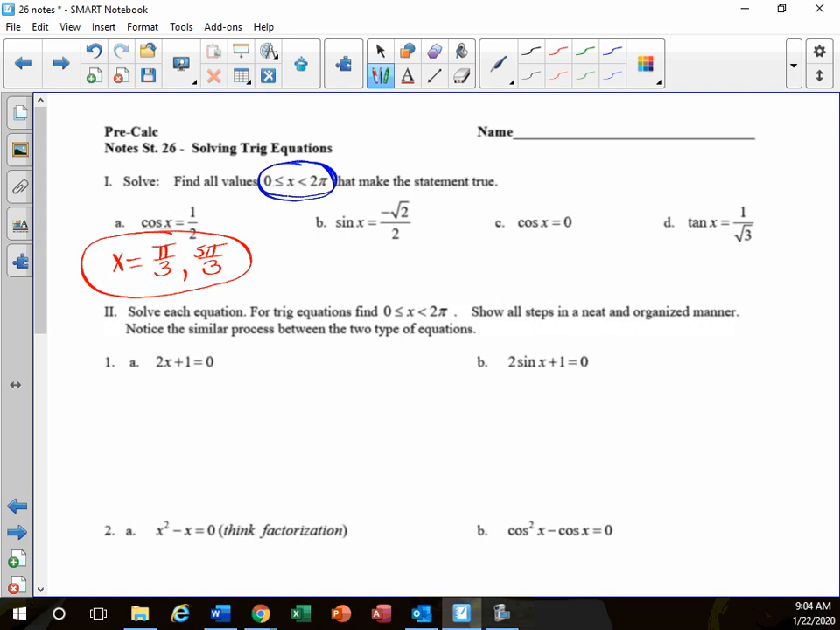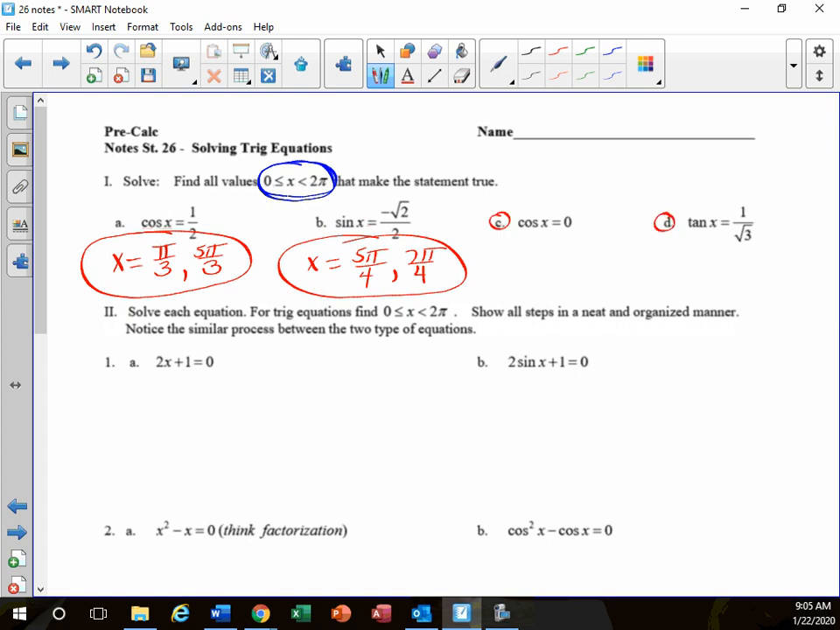Let's do b together. So sine of x equals negative root 2 over 2. So just think all the way around the circle. 5 pi over 4, 7 pi over 4. Perfect. And there's no special notation. Just tell me x is 5 pi over 4, 7 pi over 4. Making sense? Okay. I want you guys to try C and D.